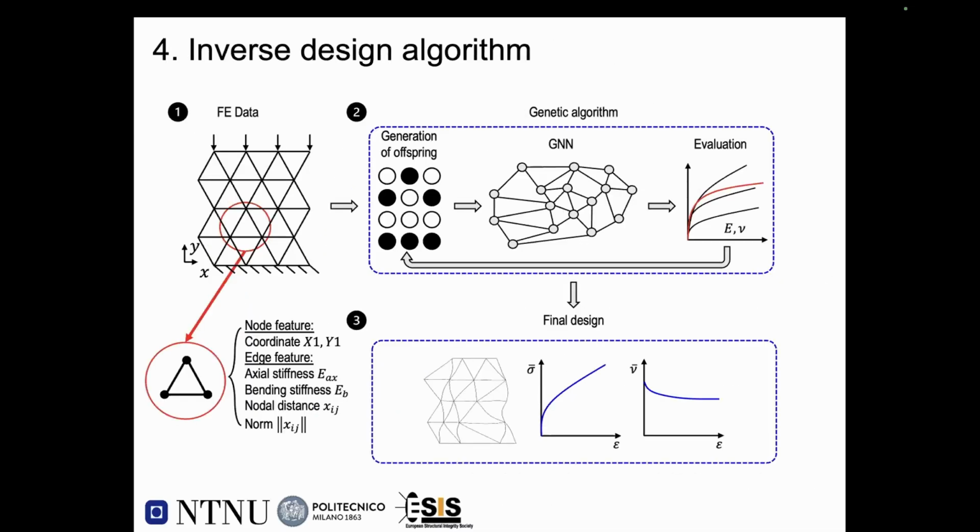After that, we move to the next step, the inverse design algorithm. If you look here, our first step was building our FE data, and then we built our graph neural networks. Here, we use the genetic algorithm as the inverse design algorithm. The offspring are the designs we have. We use the graph neural network as the surrogate model, and we evaluate the performance. After multiple iterations, we get our final designs.